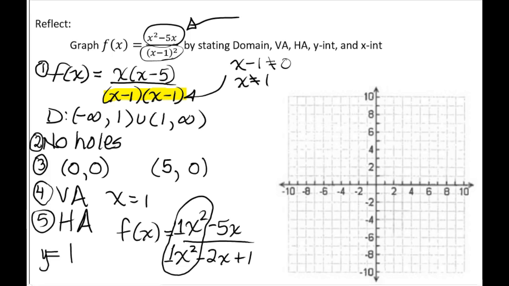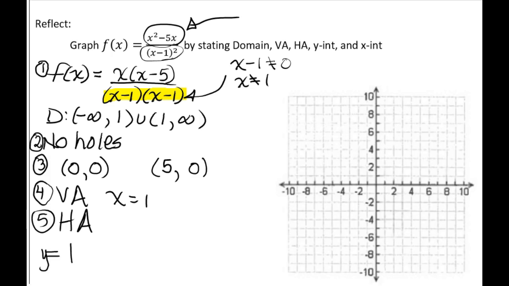Now we're ready to graph. So let's first highlight all the points that we can graph. We can graph intercepts, that's this one, as well as this one. So let's graph those. I'm going to graph those in blue. So we're going to have 0, 0, and we're going to have 5, 0.